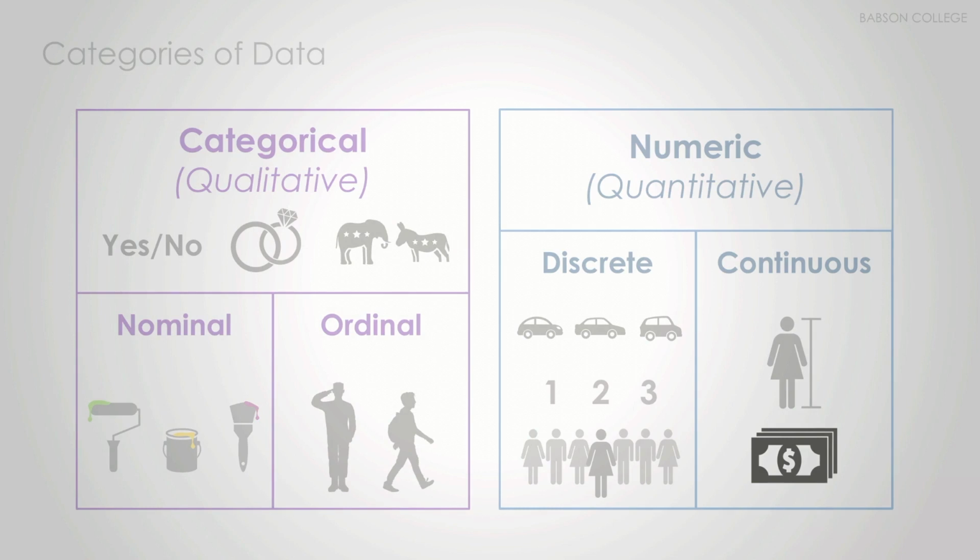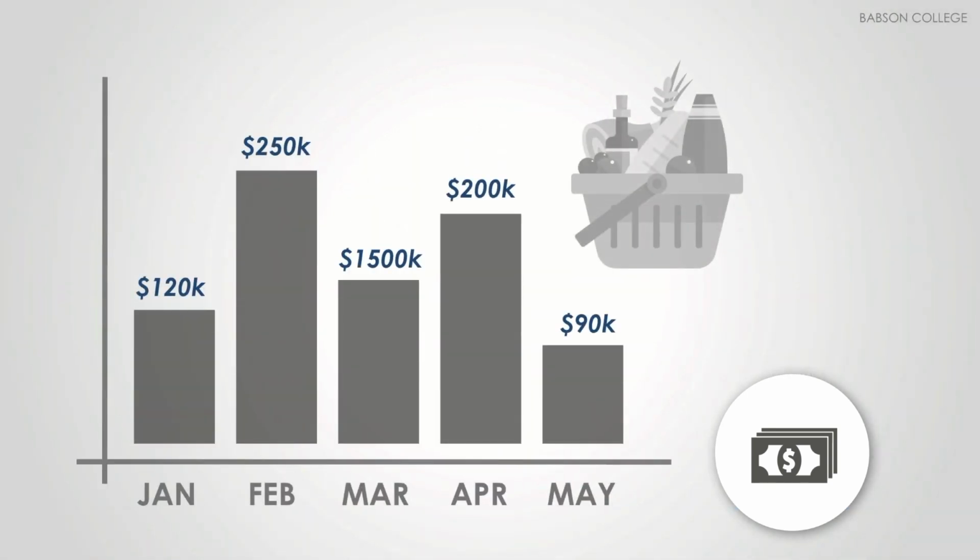A note about money, since we're talking about it. There is a debate as to whether money should be classified as discrete or continuous. For the purposes of this course, I will treat money as continuous. For example, the monthly sales volume of a local food store.